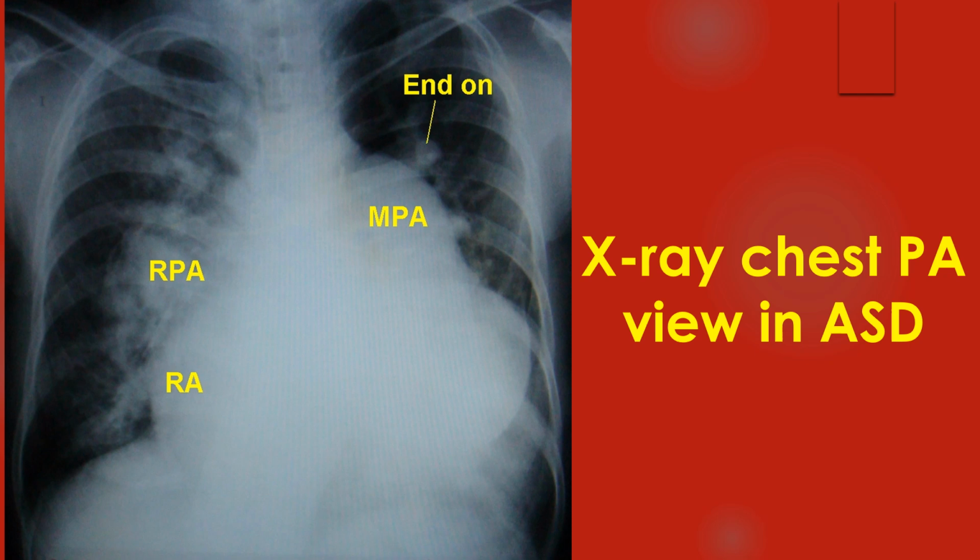Here is an X-ray chest PA view in ASD which had large left-to-right shunt showing enlargement of right atrium, main and right pulmonary arteries. Left pulmonary artery shadow is behind the cardiac salute. Branch pulmonary vessels are enlarged and end-on views are seen. Right ventricular type of upturned apex is visible. Peripheral pruning of pulmonary vessels indicate severe pulmonary hypertension.